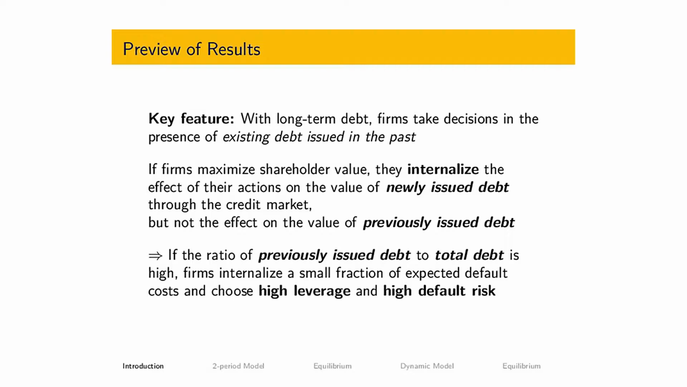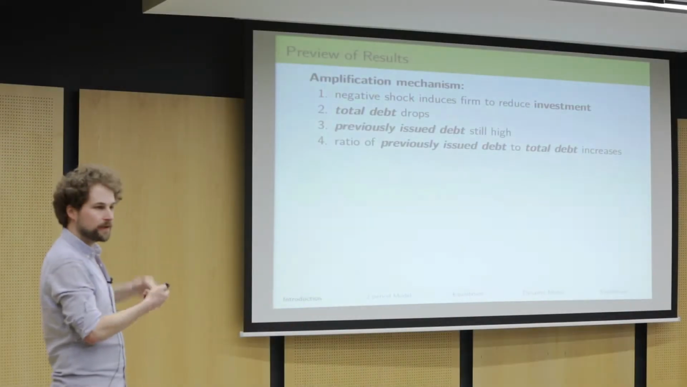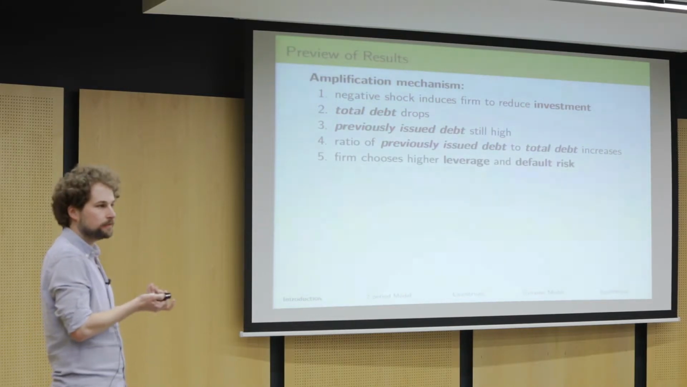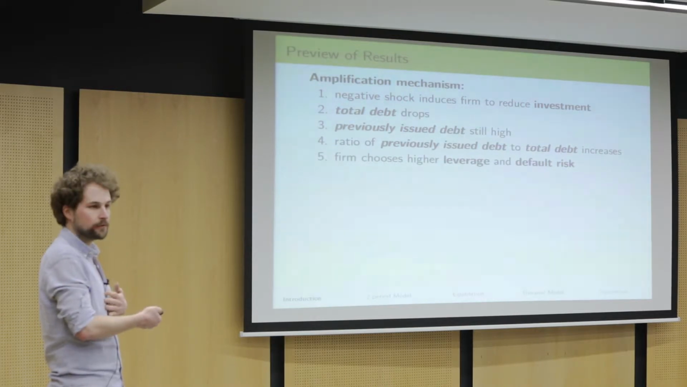This turns out to have important effects for the business cycle. Consider any negative shock which induces firms to reduce investment by some amount. The firm will borrow less and issue less new debt, so the total amount of debt goes down. The amount of existing debt is still high because it comes from good times in the past. This means the ratio of existing debt to total debt increases. The firm now internalizes a smaller fraction of total expected default costs, so it chooses higher leverage and accepts high default risk.